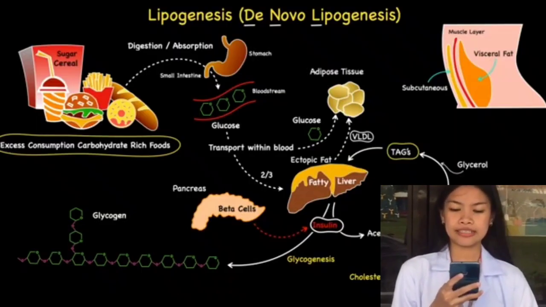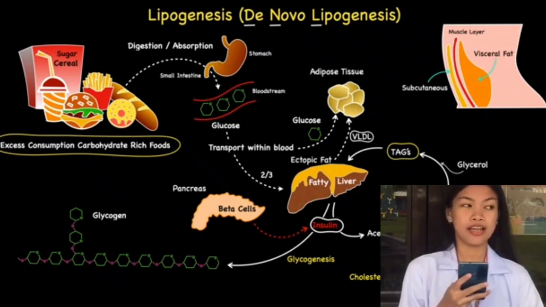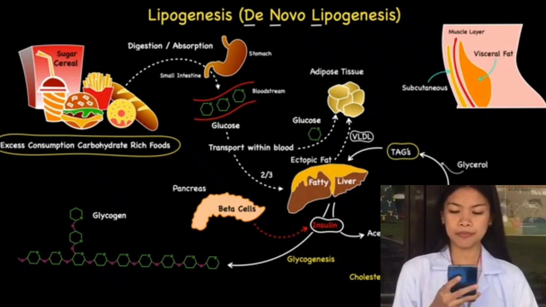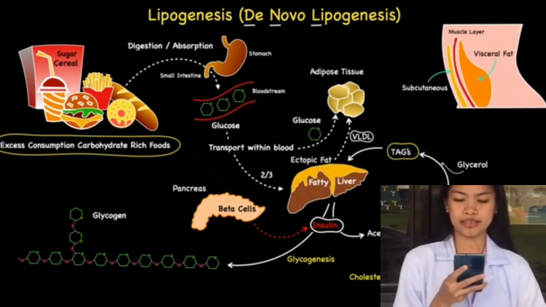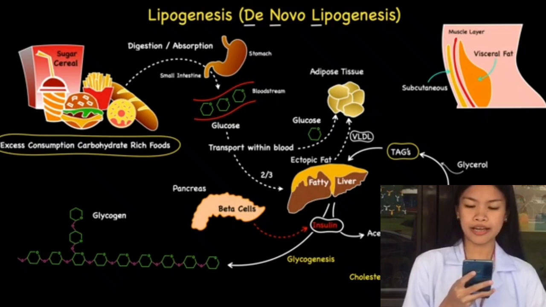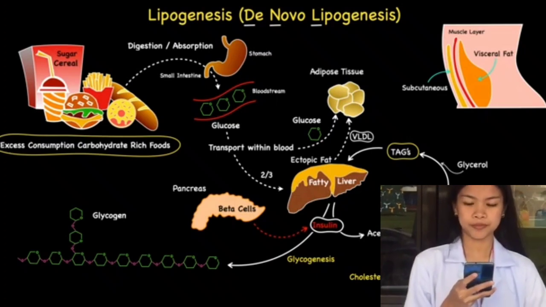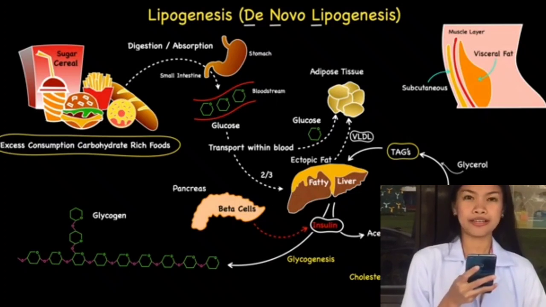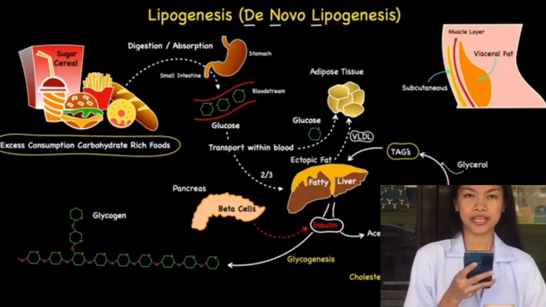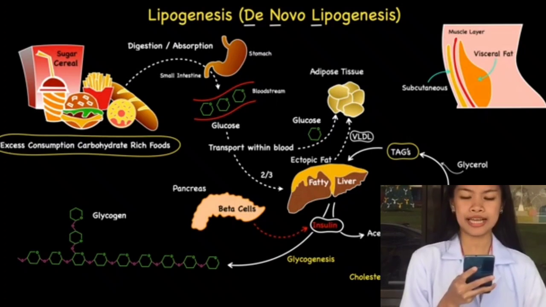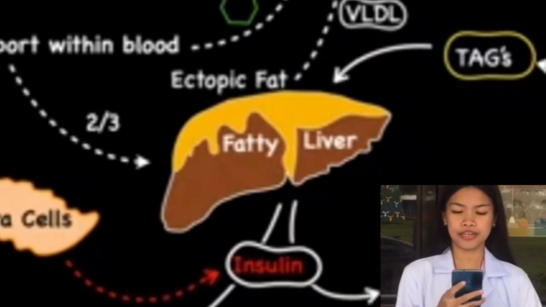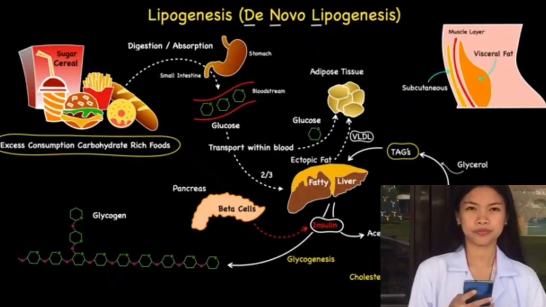Lipogenesis is defined as the synthesis of fatty acids from non-lipid precursors. It is a pathway for metabolism of excess carbohydrate and is activated by high carbohydrate availability. The creation of fat, more precisely, the process by which acetyl coenzyme A is converted into fatty acids in living organisms, particularly in the liver and adipose tissue.